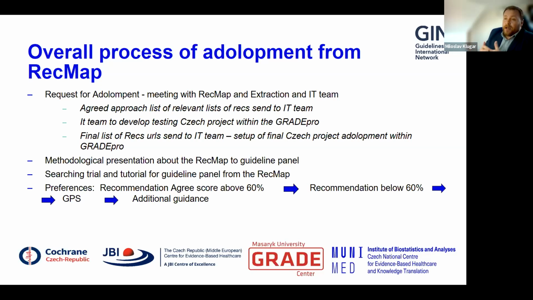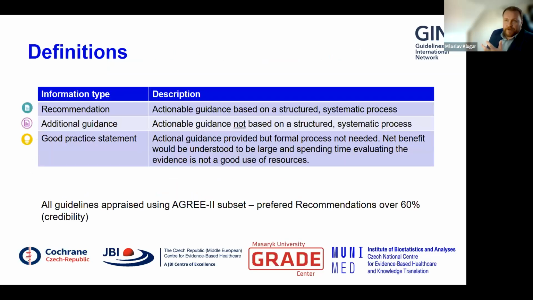Their task was to identify relevant recommendations. Of course, on the RecMap, there are several different types of recommendations. So our approach and preference was that if you find more recommendations on the map, then follow the AGREE score, go for a score which is about 60%. If there is no such recommendation, go below 60%. If there is no recommendation, go to the good practice statement. If there is no good practice statement, then additional guidance. So in the end, we were able to find an answer to most of our questions.